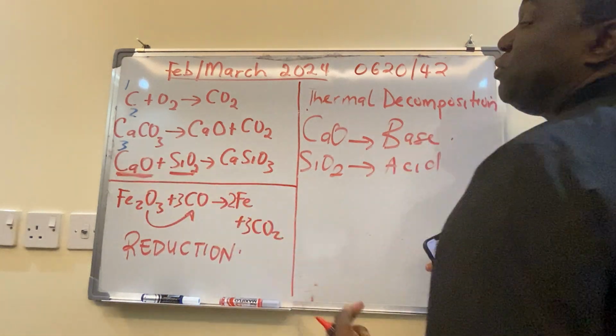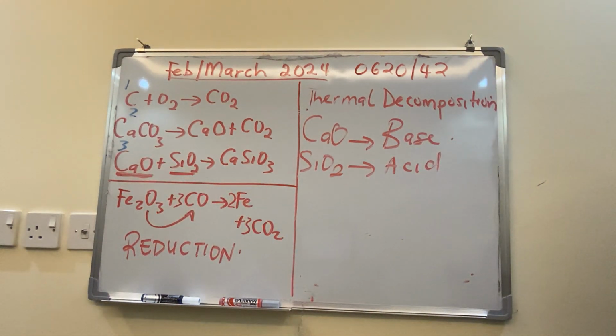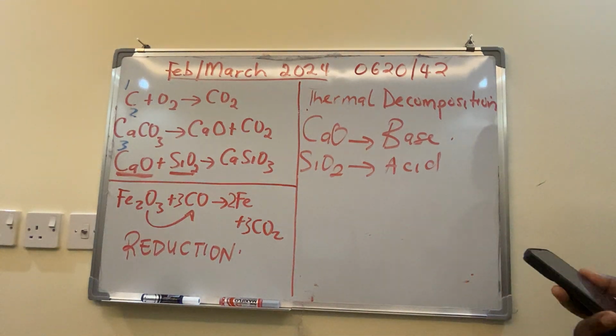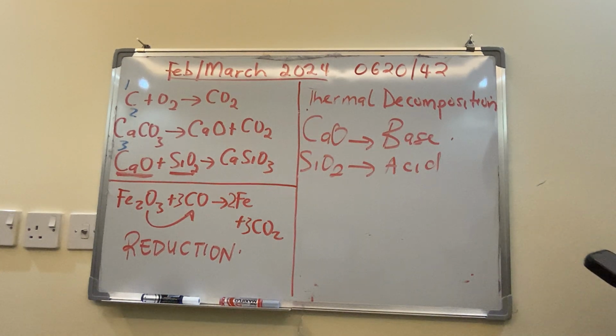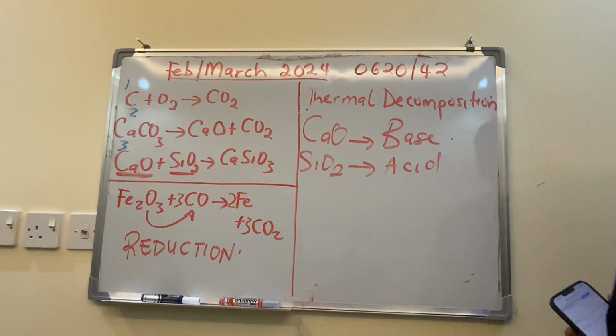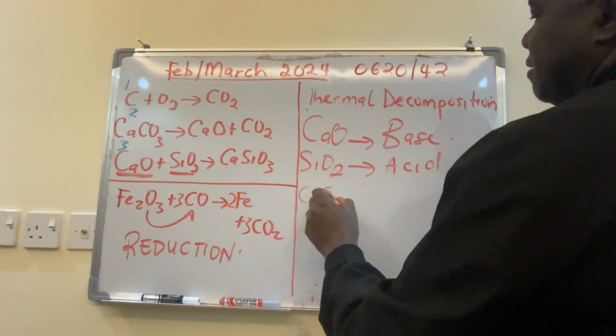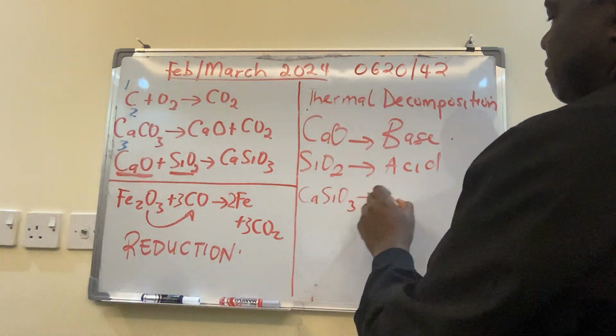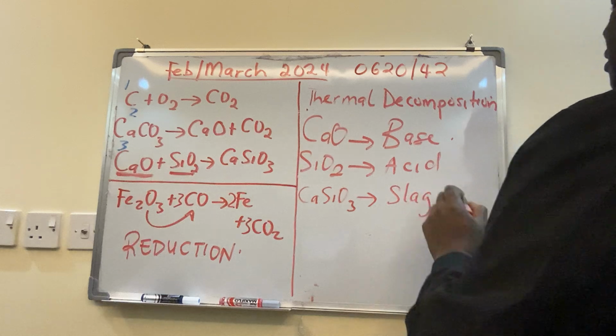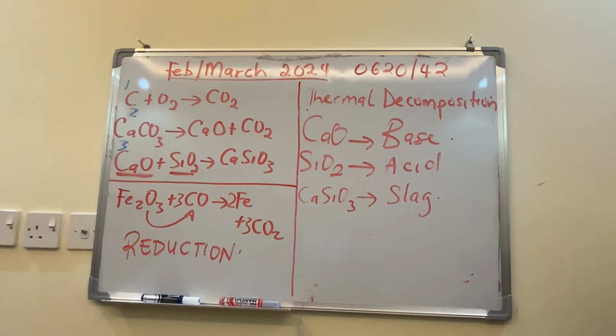So in actual fact, we are having base plus acid. This is actually a neutralization reaction which is happening there because calcium oxide is a base and silicon dioxide is an acid. And calcium silicate in that aspect is going to be actually a salt, okay? And the common name for calcium silicate is actually called slag, okay?